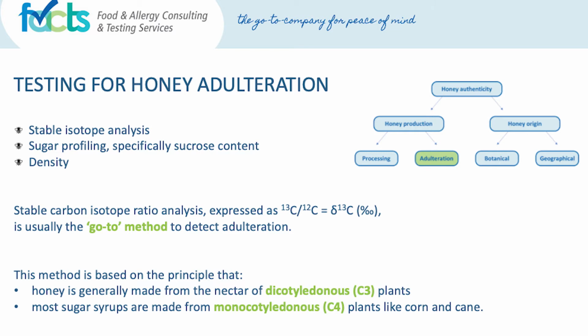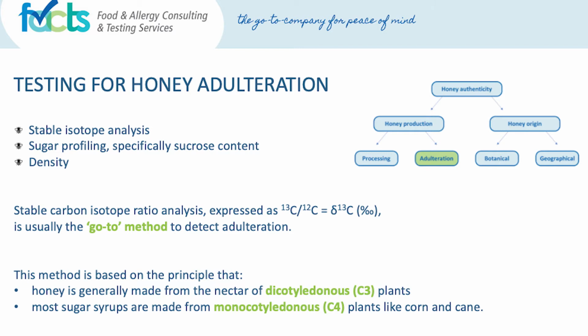adulteration of a sample. Stable carbon isotope ratio analysis is widely implemented throughout industry and reported throughout literature. This method is based on the principle that honey is made from the nectar of C3 plants, whereas sugar syrups that are commonly used to adulterate honey are made from C4 plants like corn and cane.